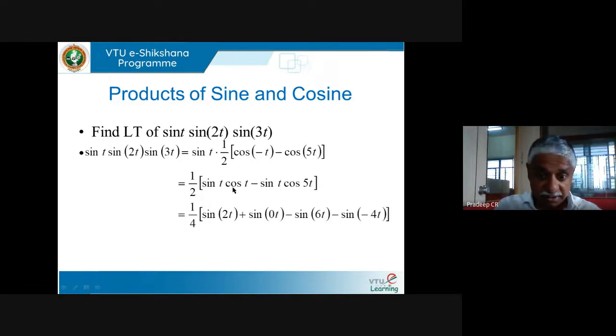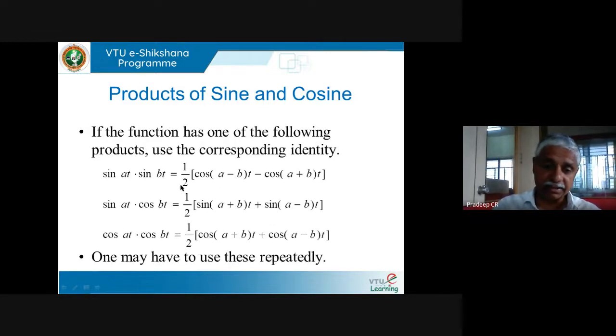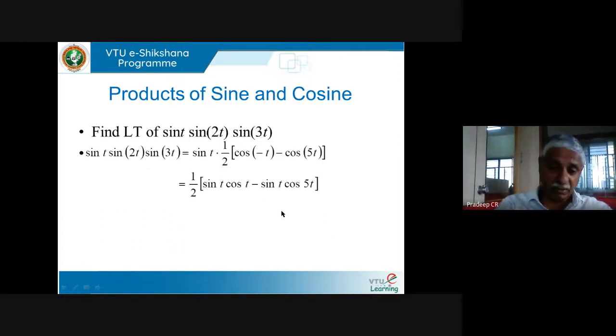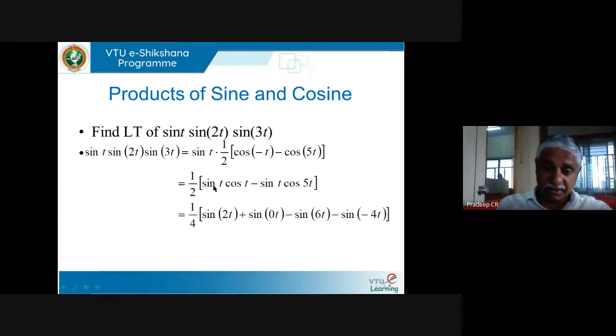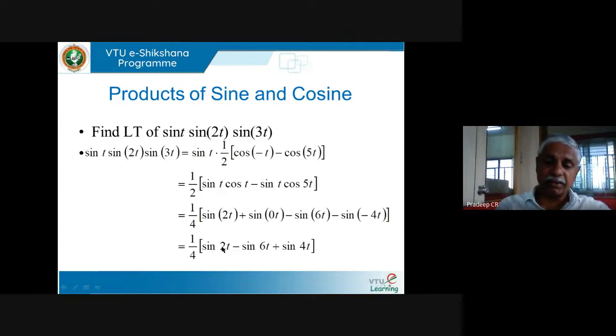Now for each of these, I will apply this formula. See, this formula is there. Sin at cos bt is half sin of (a plus b)t plus half sin of (a minus b)t. I know it's a horrible formula, but you have to remember this. Sin t cos t is sin of (t plus t) plus sin of (t minus t), 0t. And here minus sin of (t plus 5t), 6t, minus sin of (t minus 5t), minus 4t. So this is what you get. You simplify this. Sin 0t is 0 anyway, so it goes away. Minus sin 6t. Sin of minus something is minus of sin. So sin of minus 4t is minus sin 4t. Minus minus gets cancelled. So you get plus sin 4t.